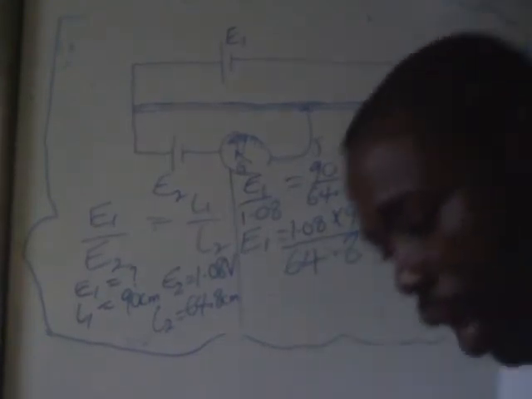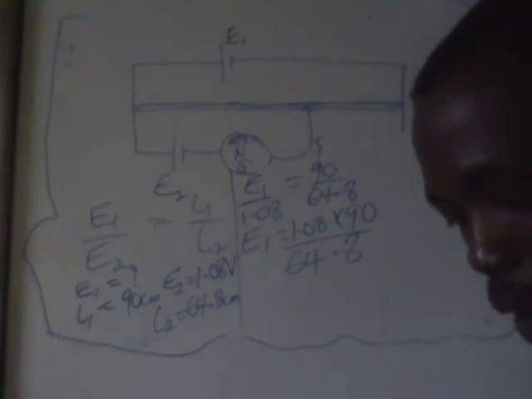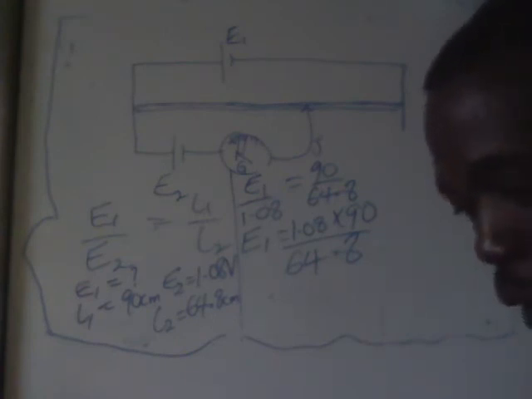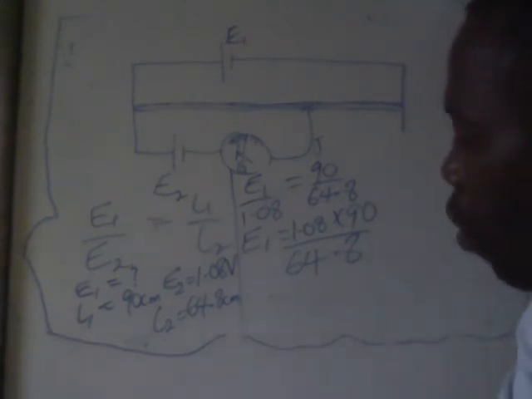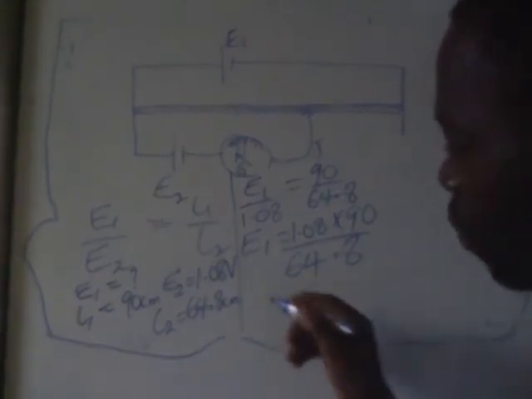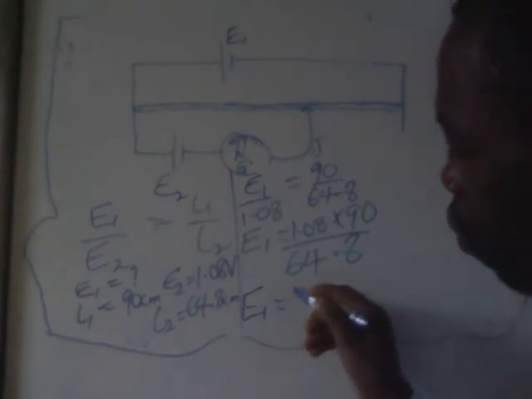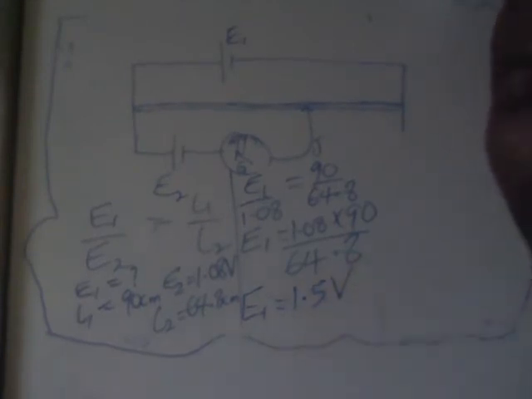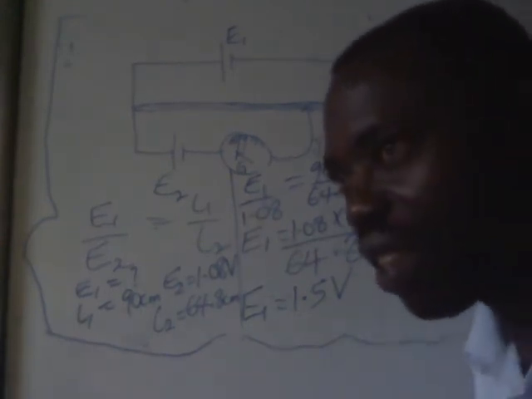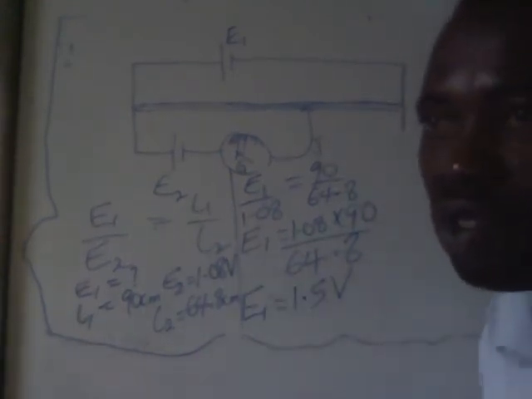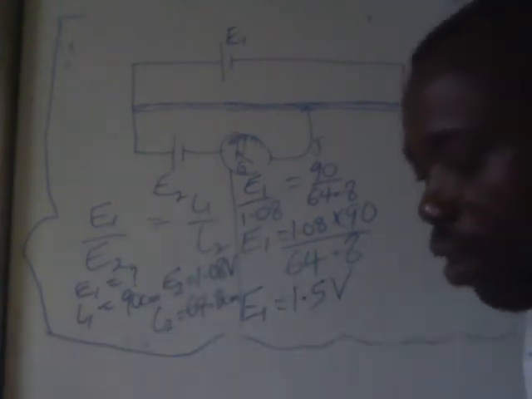So let's divide that and see what it gives us. We have 1.08 multiplied by 90, divided by 64.8, and that has given us 1.5 exactly. E1 equals 1.5 volts. That means the cell is like a Leclanche cell. 1.5 volts. So let's look at the options.